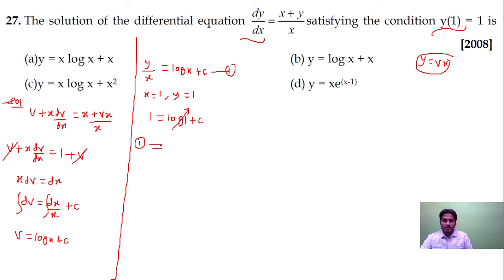Substitute back in equation 1. You get y upon x is equal to log x plus 1. If you cross multiply, you will get y is equal to x log x plus x. That's the answer, guys. The answer is option A. Let's move to the next question.